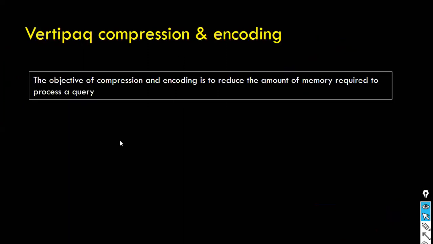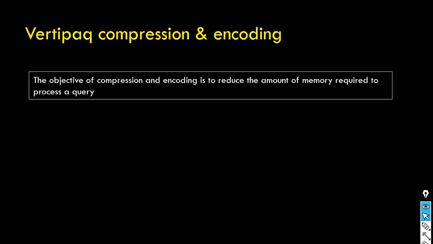Next one: it compresses the data and loads it in memory. So what is Vertipaq? Instead of xVelocity, previously it was called Vertipaq, and then they renamed it to xVelocity in the recent releases of Power BI. Just remember xVelocity is the DAX engine, and previously it was called Vertipaq, the older name.